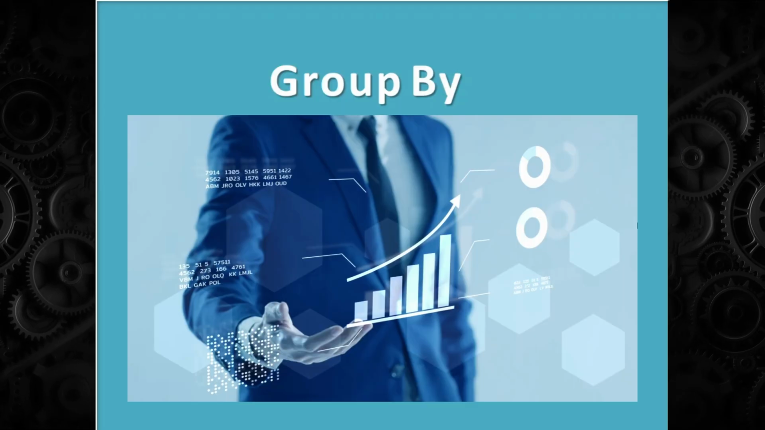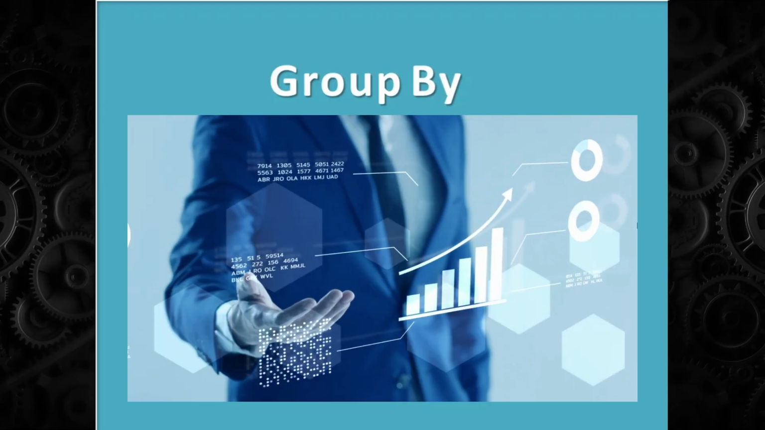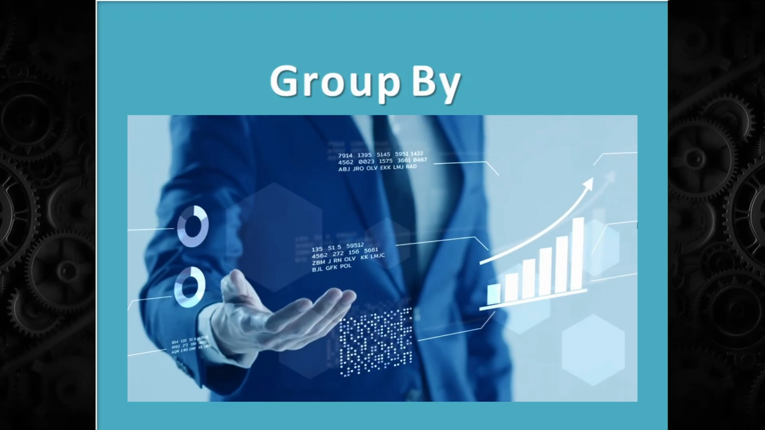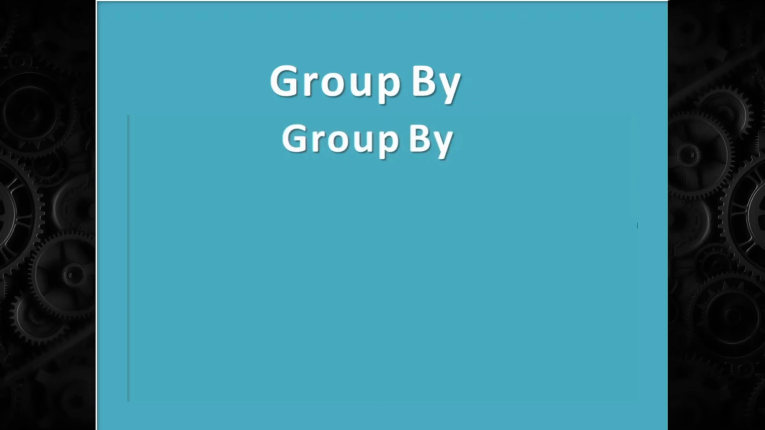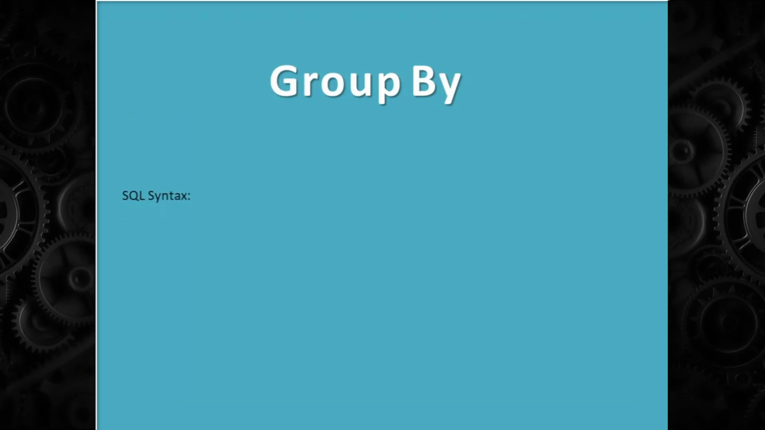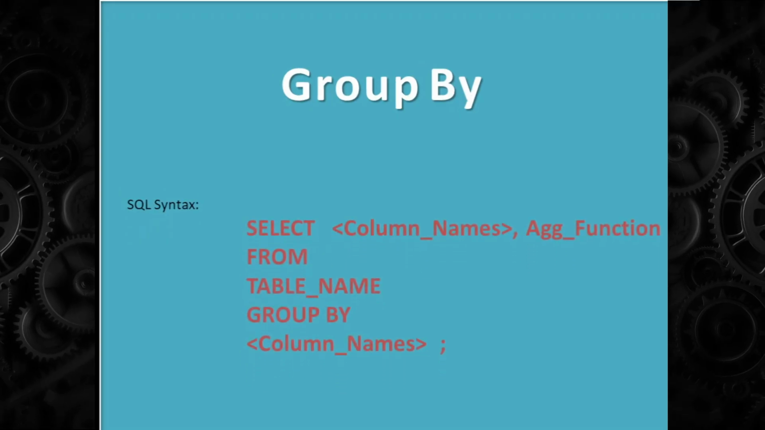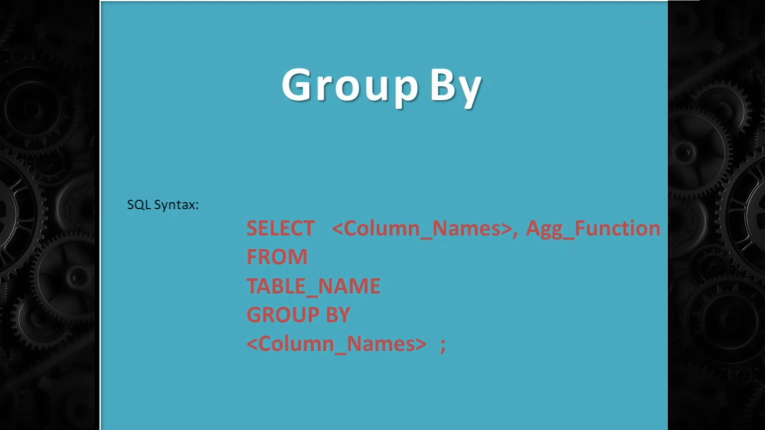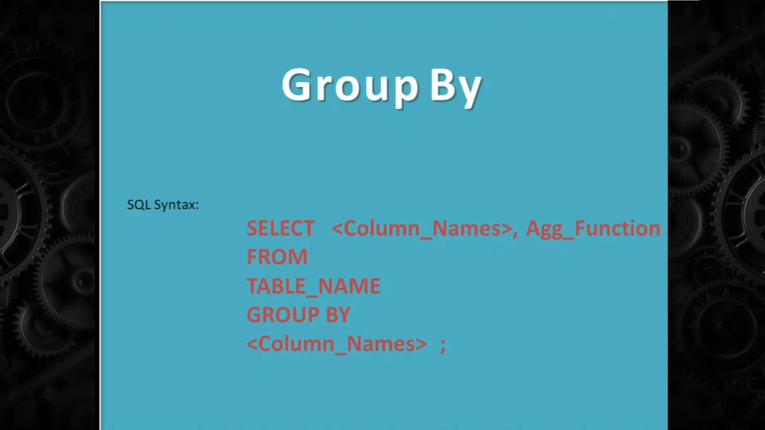Group by is a statement in SQL which helps us group the data as per our needs, and we can apply multiple aggregate functions like count, average, sum, and so on. The basic SQL syntax of group by is that we use it with select, we use the column names, an aggregate function, and we group it by the same column names that are used in the select.